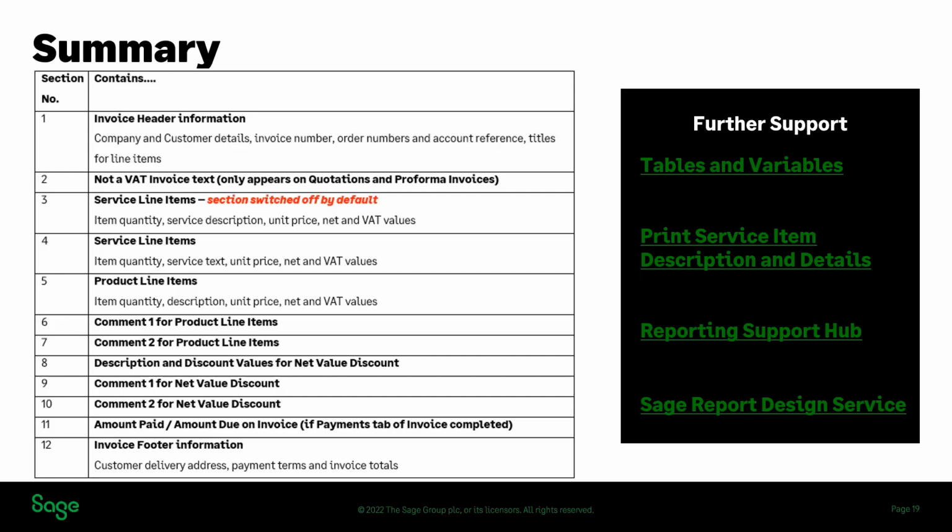In addition to the links to the articles I've shown you today, I've also added links to the Reporting Support Hub in the Sage Help Centre and a link to all you need to know about our report design service, if you need us to design a report or a layout for you. Hopefully this session has given you more of an understanding as to A, why there are so many sections on the invoice layout, and B, which sections apply based on the invoice data you enter. By far the most common sections you'll be amending in the middle of the invoice will be section 4 for service items and section 5 for product items.